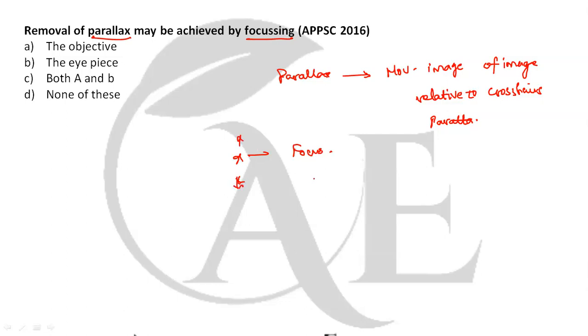When the focus is correct, we can eliminate the parallax by focusing the telescope. We can do this using the objective and the eyepiece. Both A and B are correct, so option C is the correct answer.